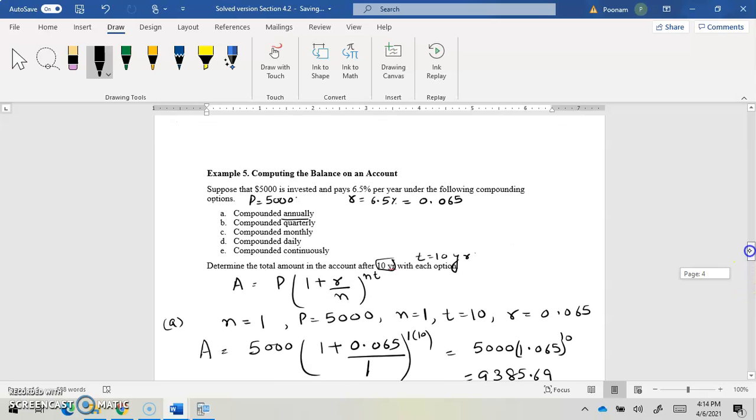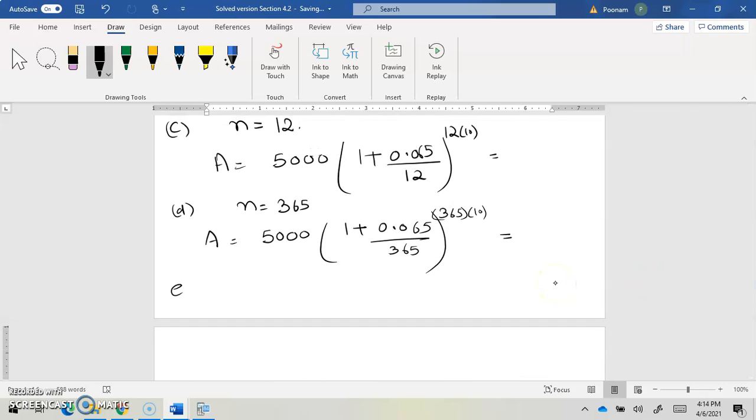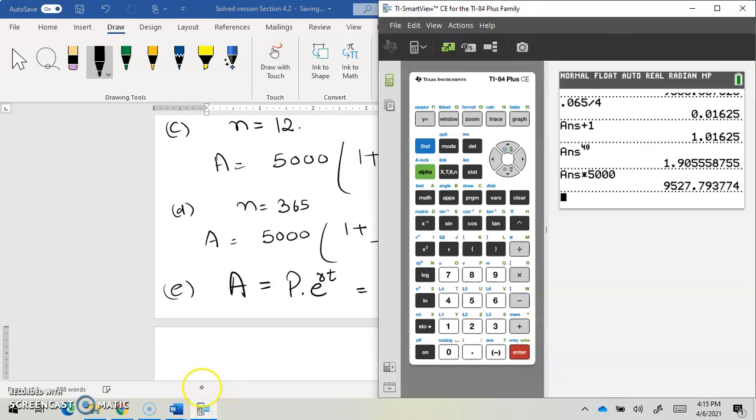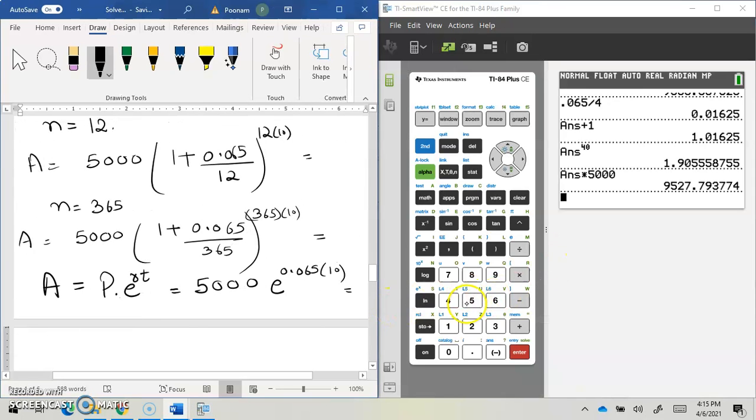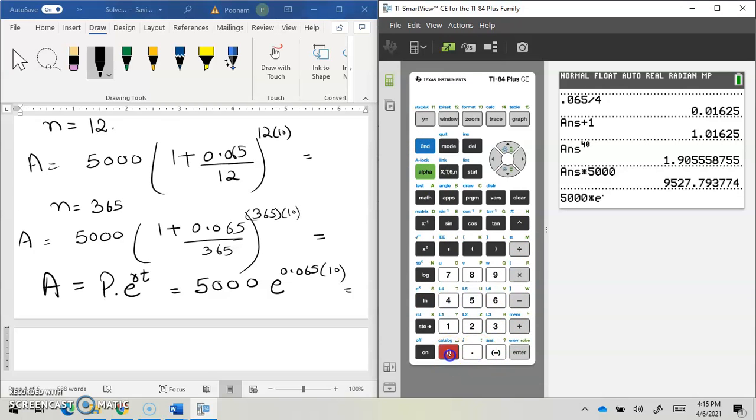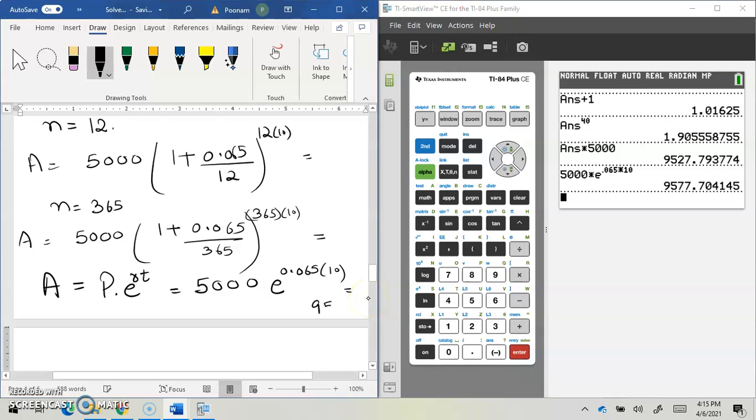And the last one, compounded continuously. If it is compounded continuously, the formula is different. It is principal times e raised to power r times t. Principal is 5,000 times e raised to power 0.065 times 10. So you can use a calculator to calculate all of these numbers. The last one here is 5,000 times e raised to power 0.065 times 10. So that is 9,577.70.